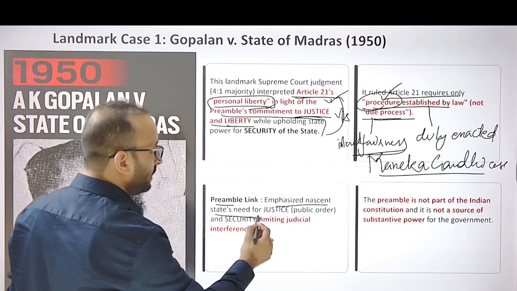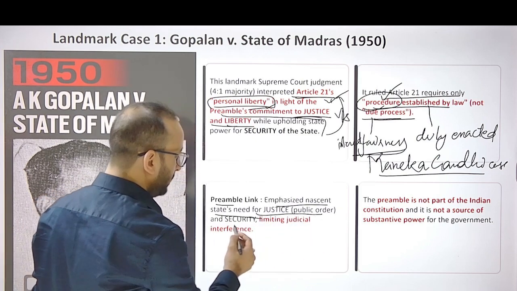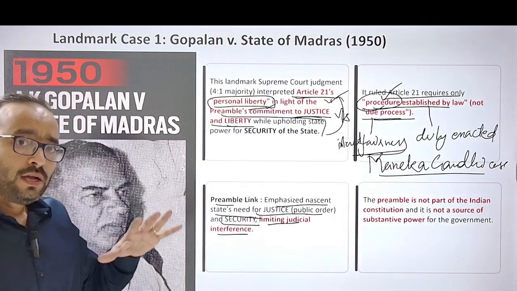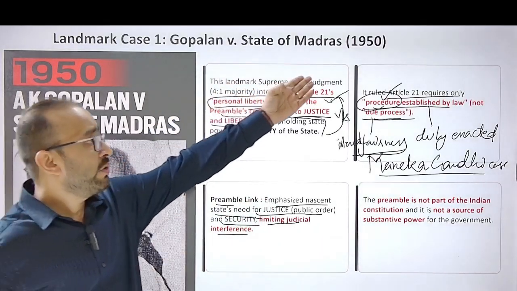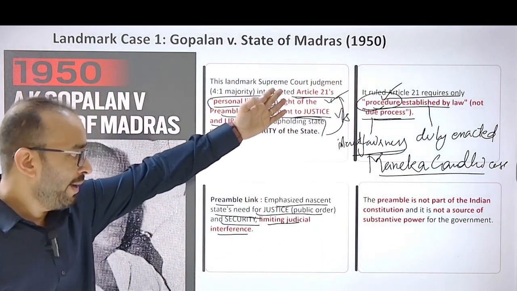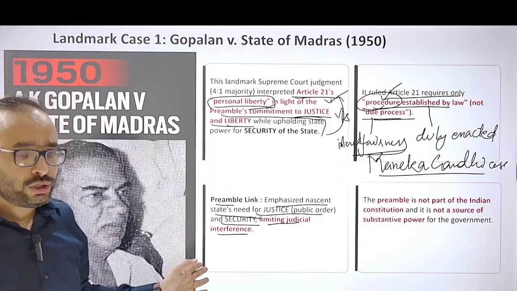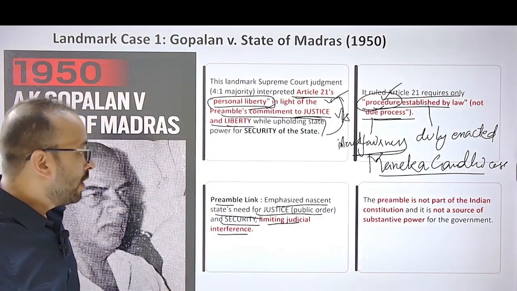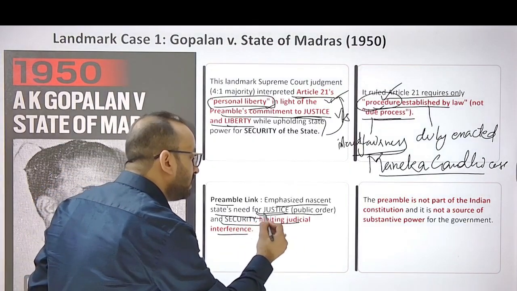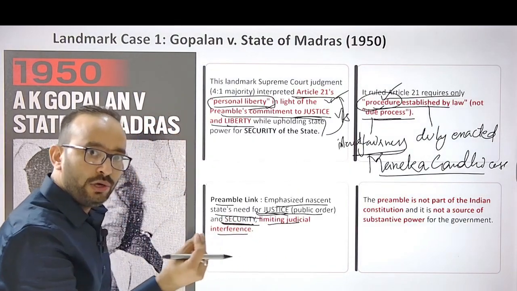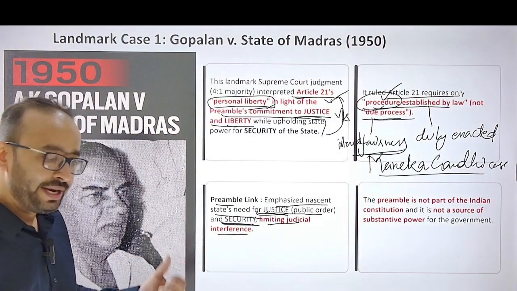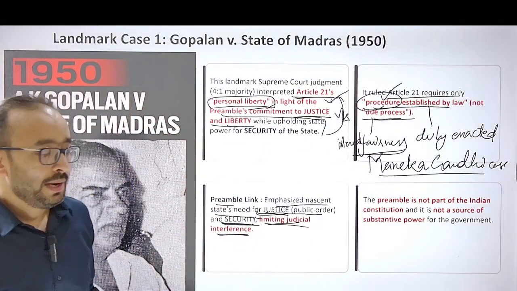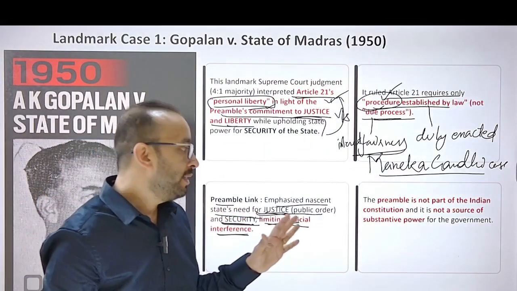It emphasized the nascent state's need for justice and security, limiting judicial interference. That is, the country had recently got independence: in 1947 we got independence, in 1949 the constitution was adopted, and in 1950 the matter was in the court. So the justice and security of a newly independent country is very important, and therefore judicial interference should be limited. This was held by the court.